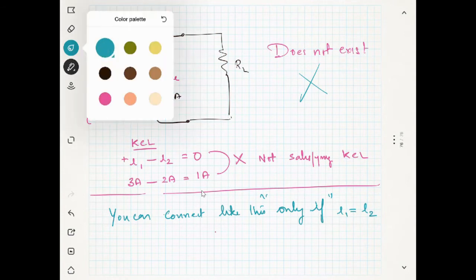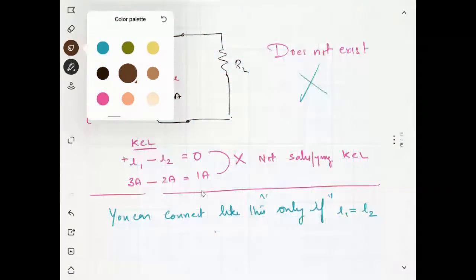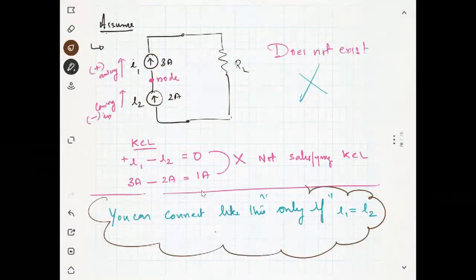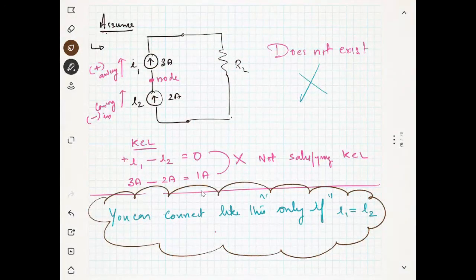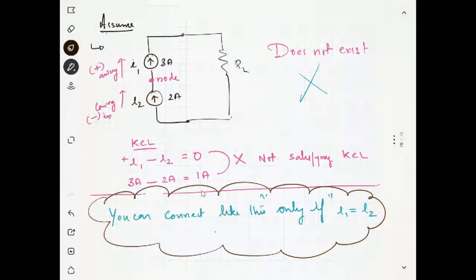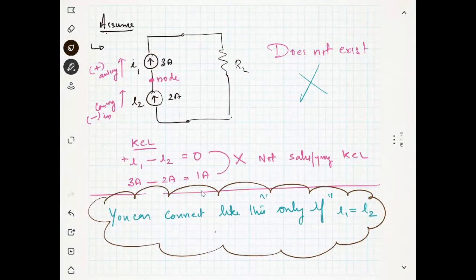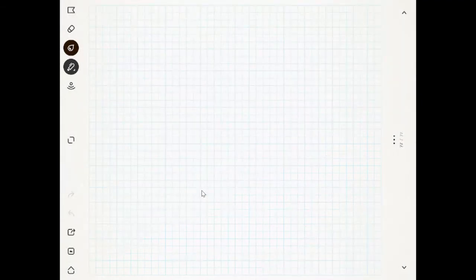If I1 equal to I2, then it will satisfy the Kirchhoff law, no problem. So in this kind of occasion, you can connect the circuit. So if I1 equal to I2, you can connect the circuit. Otherwise, you can't. The circuit will not exist. Now we will see other.